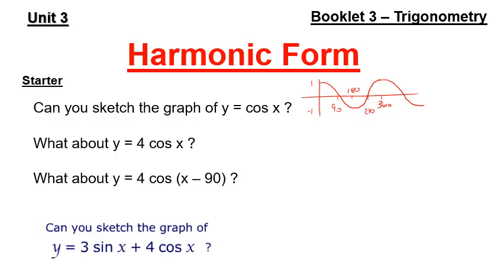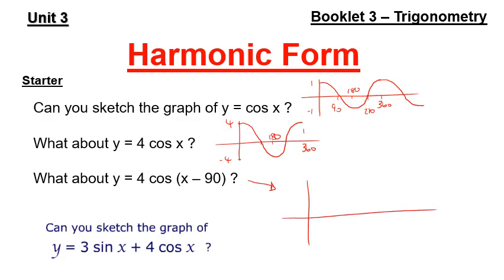The second one, 4 cos x, is very similar. The only real difference is that instead of going up to 1 and down to -1, this one goes up to 4 and -4. So it's just a taller graph. It's been stretched in the y direction.